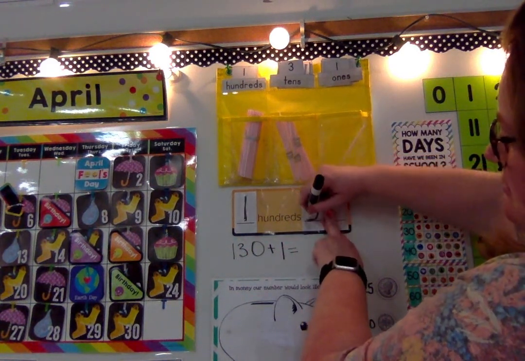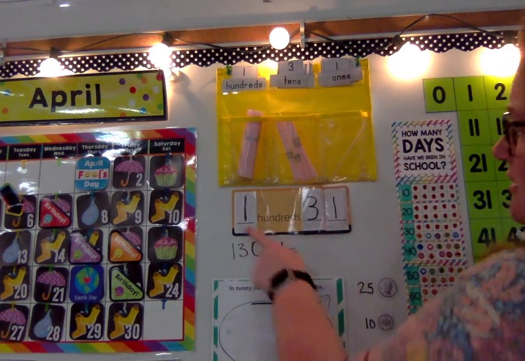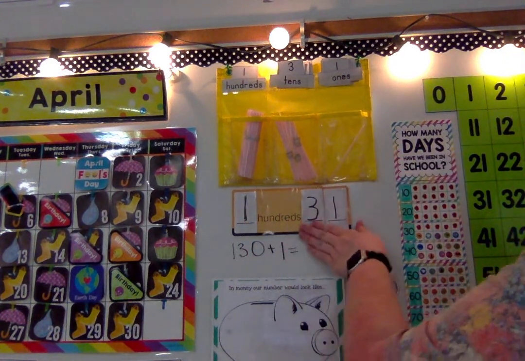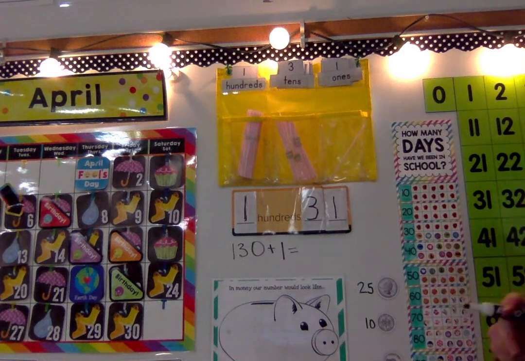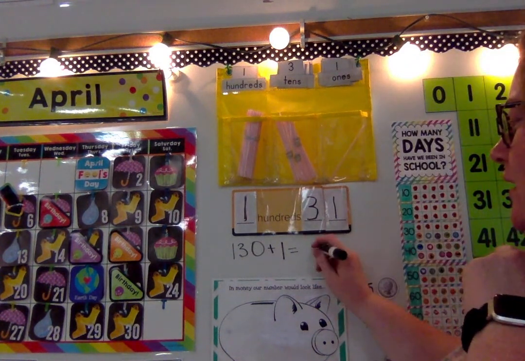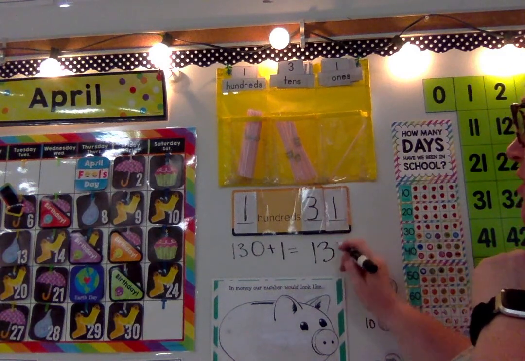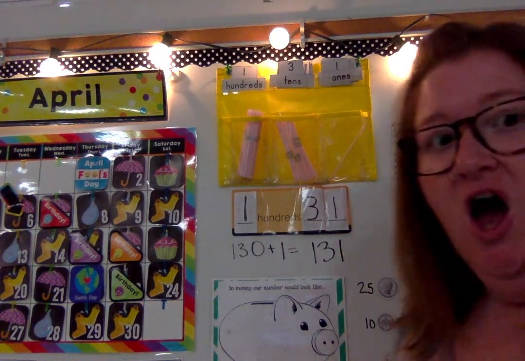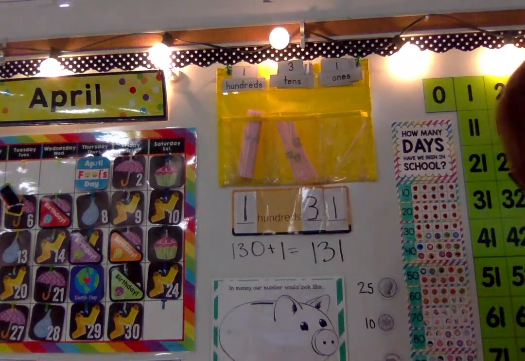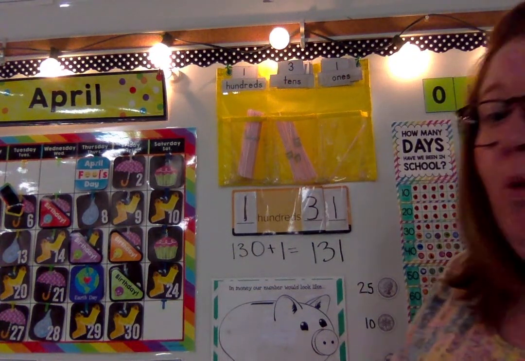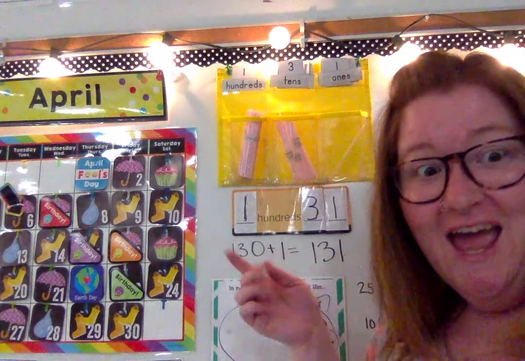3 10s, 1 1. So I would say 100. What are those 2 digits together? 31. Yeah, 131. It is the 131st day of first grade. Or we could say we are 131 days smarter.